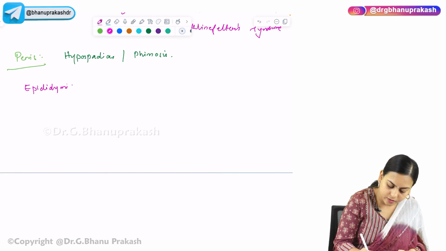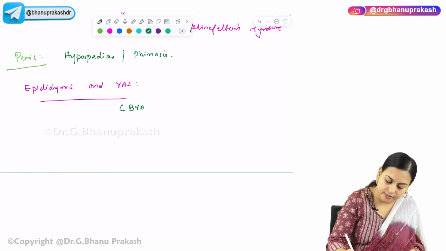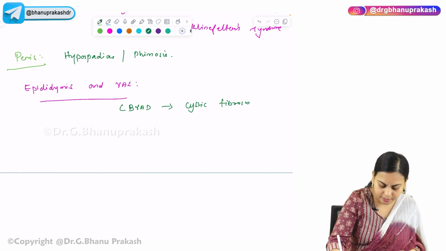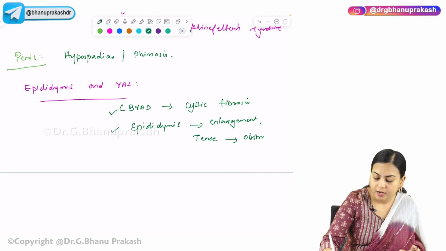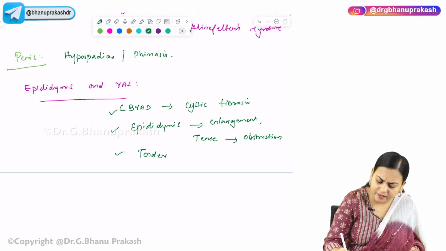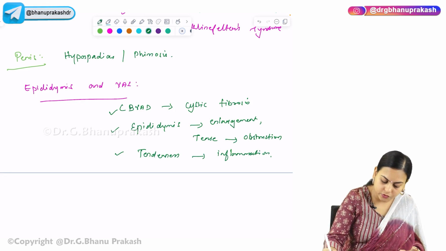Right? The next one is epididymis and vas. While examining this, when there is a congenital bilateral absence of vas deferens, it is seen in cystic fibrosis. You have to suspect cystic fibrosis in that case. Then epididymis, when you examine, if there is enlargement of the epididymis and it is tense, you have to suspect obstruction is present some way. And finally, if tenderness is present, then you have to suspect inflammation due to any reasons.